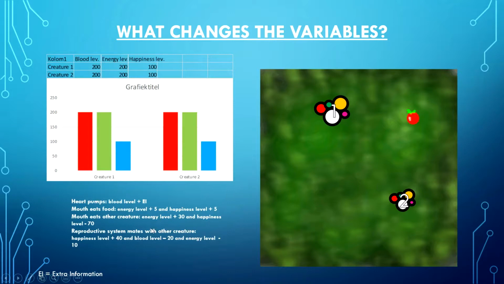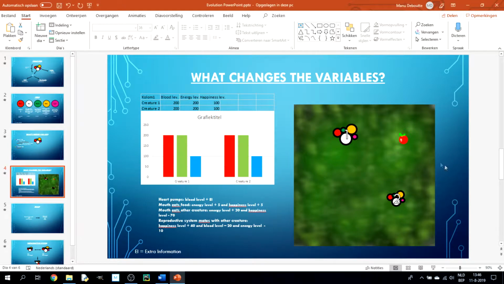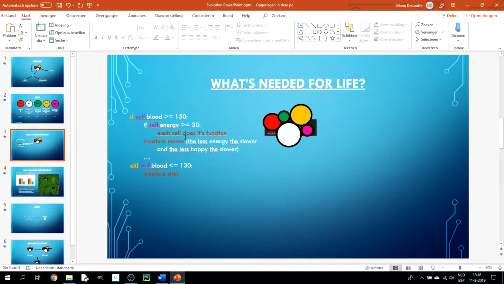So, okay, we'll start with creature number 1. Like in the previous slide, I said each cell does its function. So we'll basically just start with the heart.